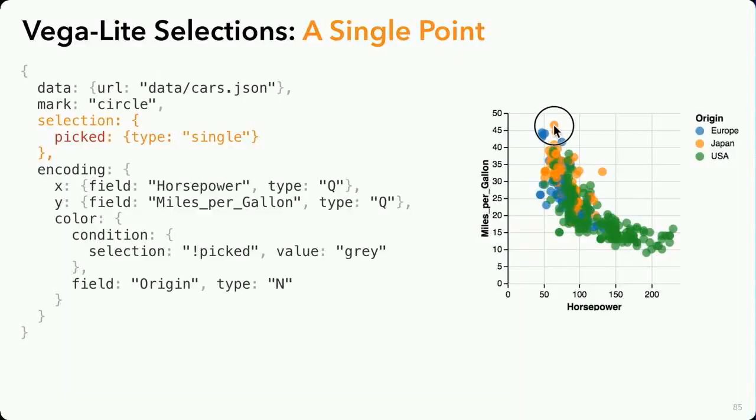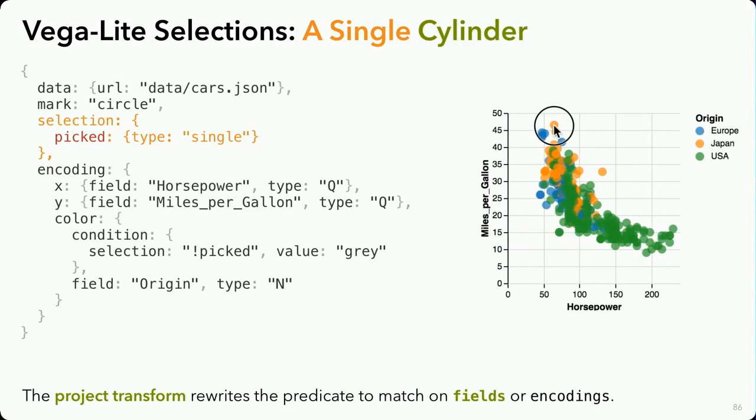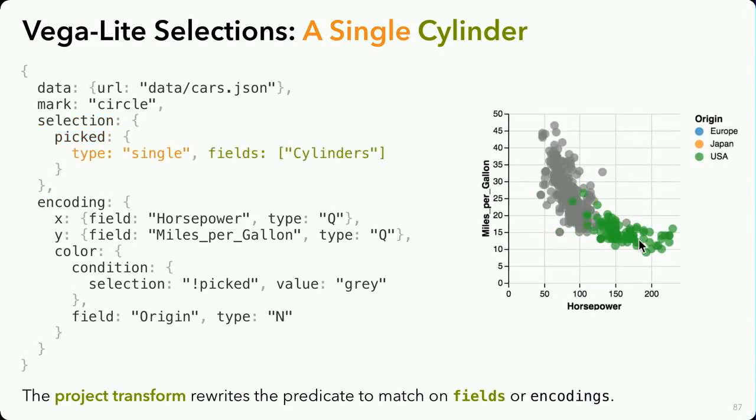Here is the single view specification from earlier. And as a data analyst, you might have a question of how the number of cylinders of a car plays into a trend that we're seeing here between horsepower and miles per gallon, this kind of negative correlation. And so to look at that, we can use the selection and add a projection transform. And this allows us to limit the selection to one field of the data. So now when we're clicking a particular point, all the points that have the same number of cylinders are highlighted as well.